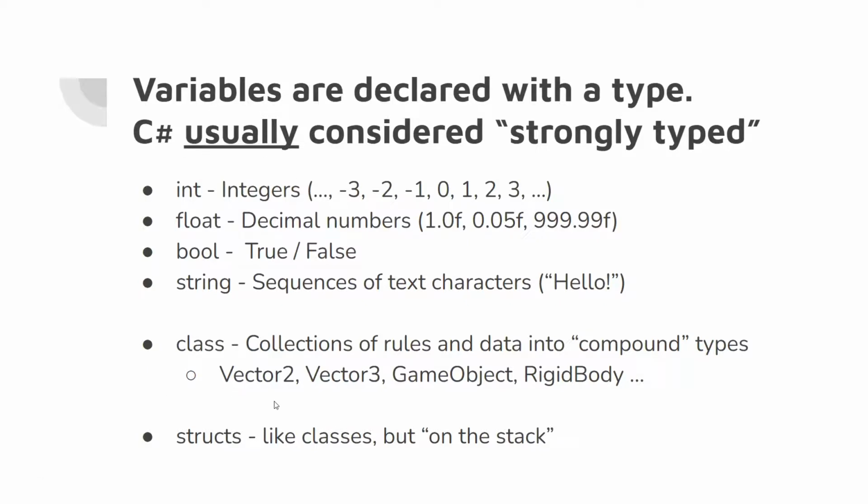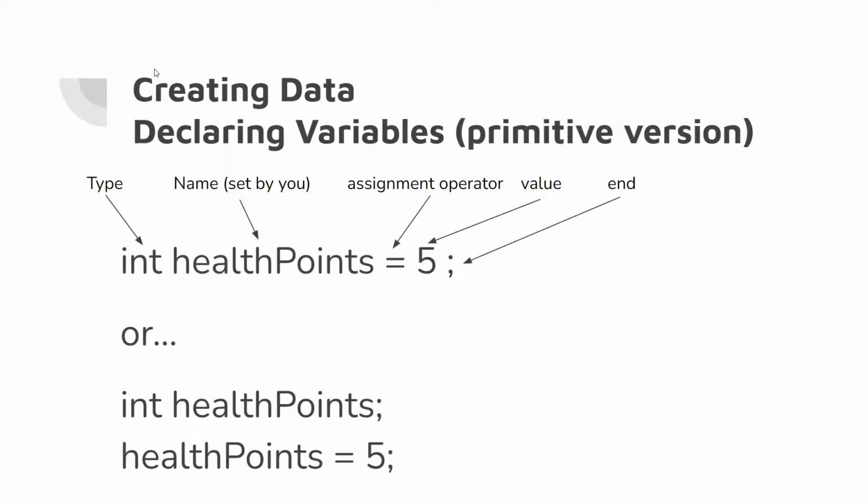Then we have our more complicated things like classes, right? Classes are collections of rules and data in compound types that are either part of the engine or part of the things that we create, things like vector2, vector3, game objects, rigid bodies, and so on. They're not just a number, not just all text. They might have numbers that represent all sorts of different things inside and so on. And then we have our friends, I'll just note them here, structs, in case you haven't. They're like classes, but quote unquote on the stack, right? They're short-term, limited scope, complex data structures. Let's not worry about them too much.